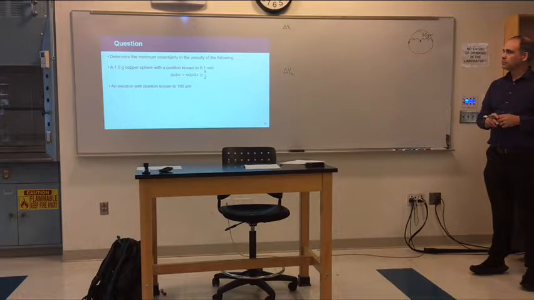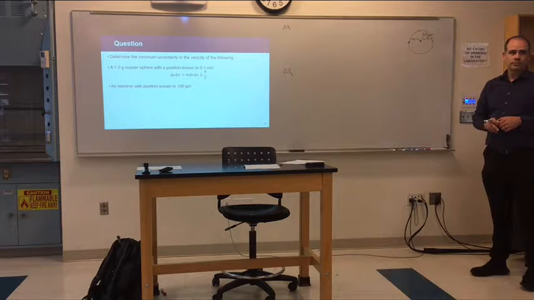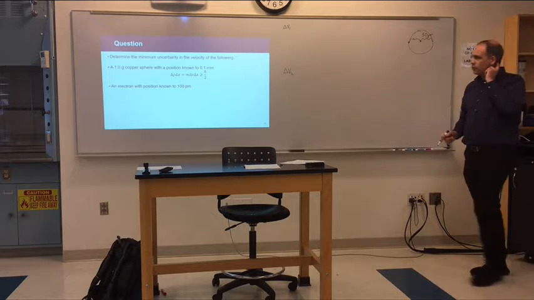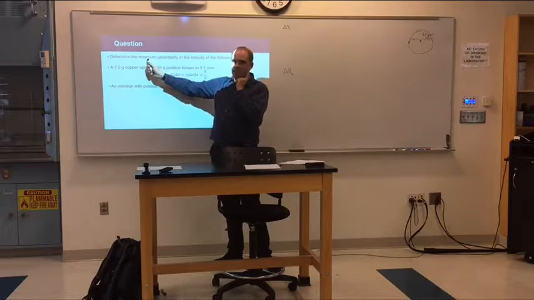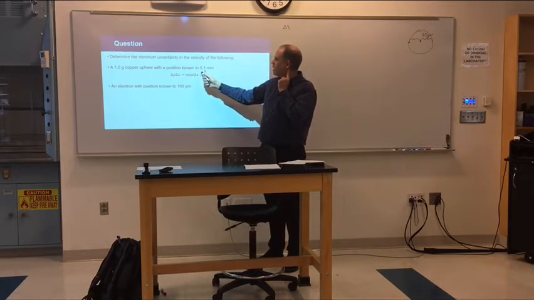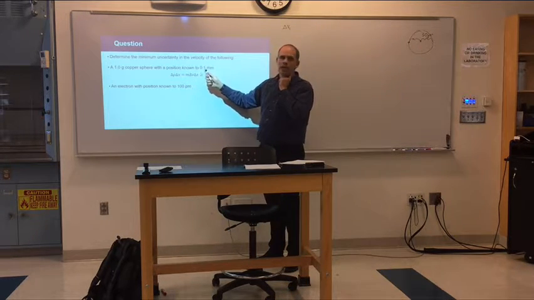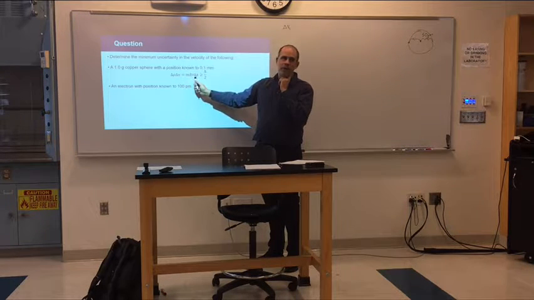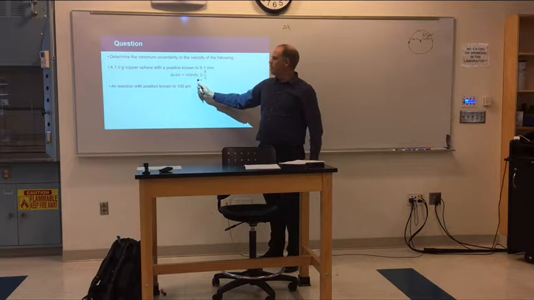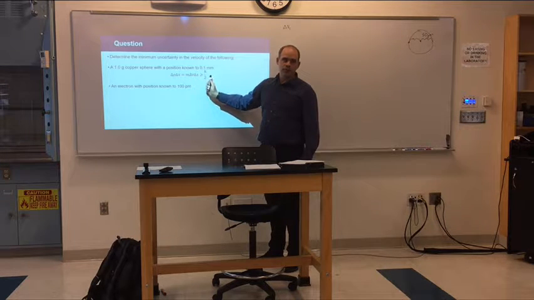So what do you actually solve it for? Delta V. Well, let's work through the first one. The minimum uncertainty would be when this is equal to h bar over 2, right? The uncertainty in each one of these has to be bigger than or equal to, so the smallest it could possibly be is equal to.